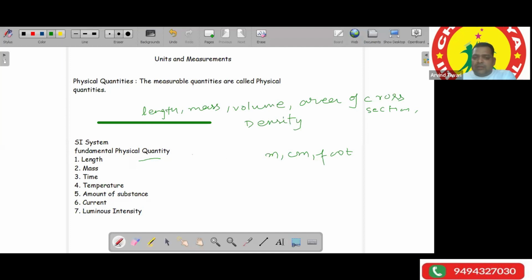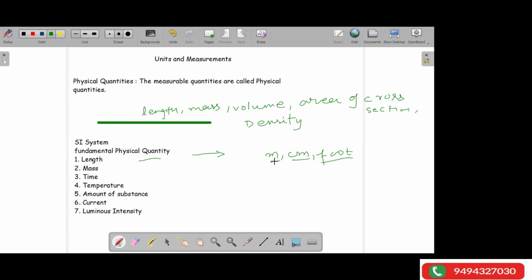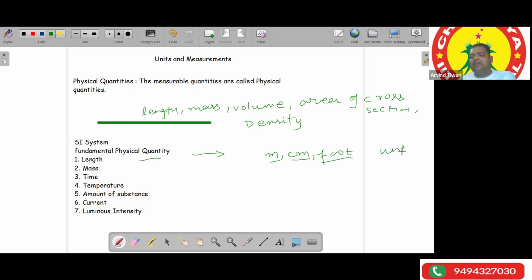So length can be measured in meter, in centimeter, in foot. All these, meter, centimeter, foot, are units of measurement. Now, out of these units, the SI system defines meter to be the SI unit of length. So whenever we have to measure length, it will always be measured in meter.